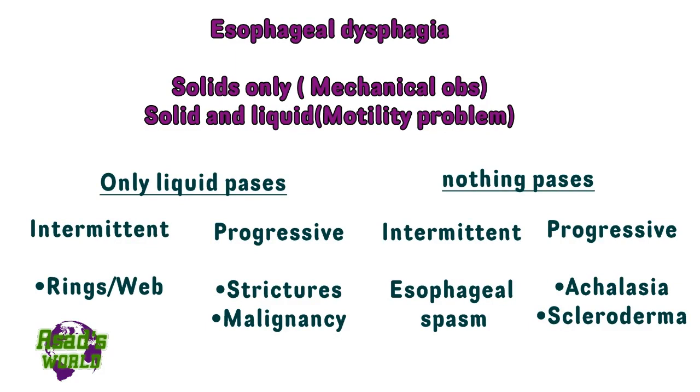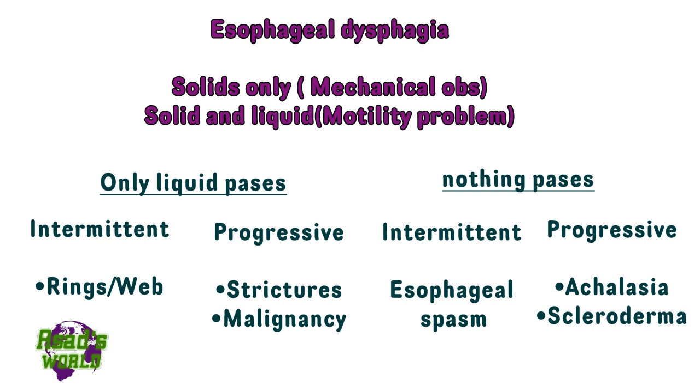Hi guys, so now in part 2 of dysphagia, I'll be talking about esophageal dysphagia and achalasia in detail. So esophageal dysphagia is of two types: one in which only liquid passes, and the other in which nothing passes. If nothing passes, there is a motility problem, and if only liquid passes, there is a mechanical obstruction. So now if only liquid passes, there can be different causes for that.